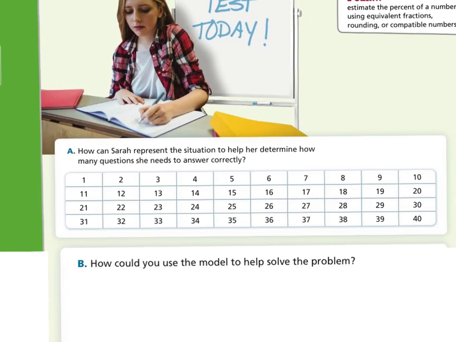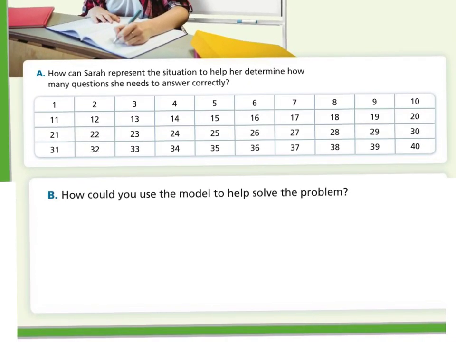What they did is they've got just 40 questions labeled out here. We wouldn't have to draw that all out, but we can think about what they're asking. If 78% is her goal, this section is on estimating, so we're just getting an idea of about what it would be. It's not going to be an exact answer necessarily. Her 78% goal is pretty close to 80%. Since we're estimating here, we're going to just round things off a little bit.